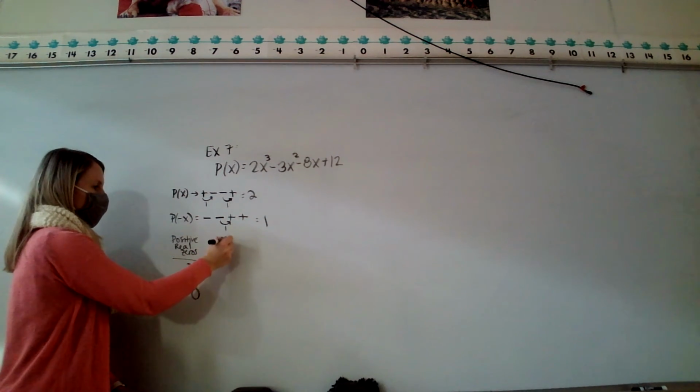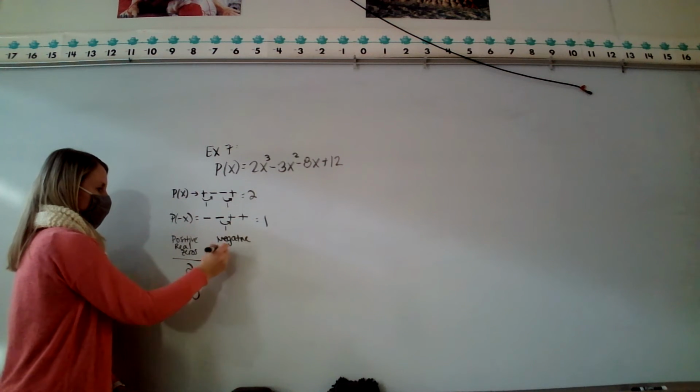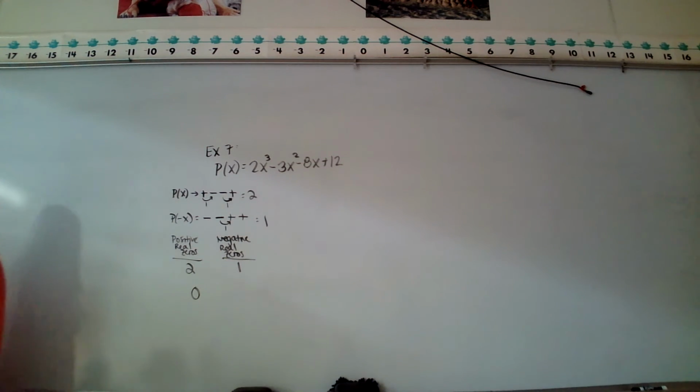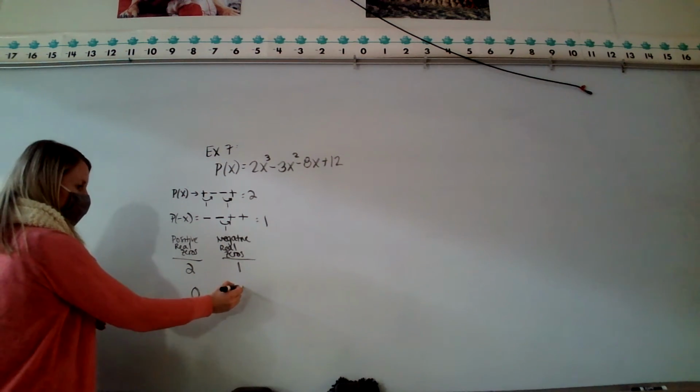So there's just one sign change. So for the negative real roots, or negative real zeros, there's one of them. Okay, so that's the only option. The option is there's one. So you can put one. If you want to put one with both, go for it.